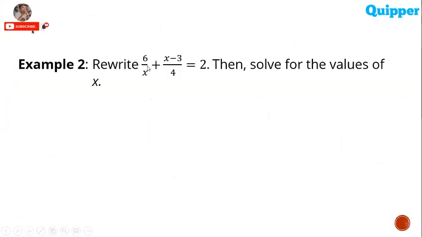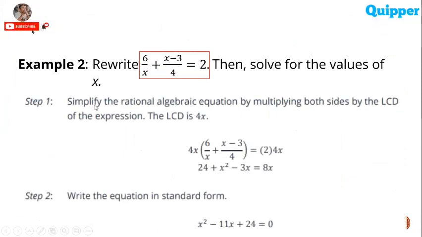Rewrite 6 over x plus x minus 3 over 4 is equal to 2, then solve for the values of x. Again, our goal first is to transform this into the standard form of a quadratic equation. What are we going to do? Here are the steps. First, simplify the rational algebraic equation by multiplying both sides by the LCD of the expression.